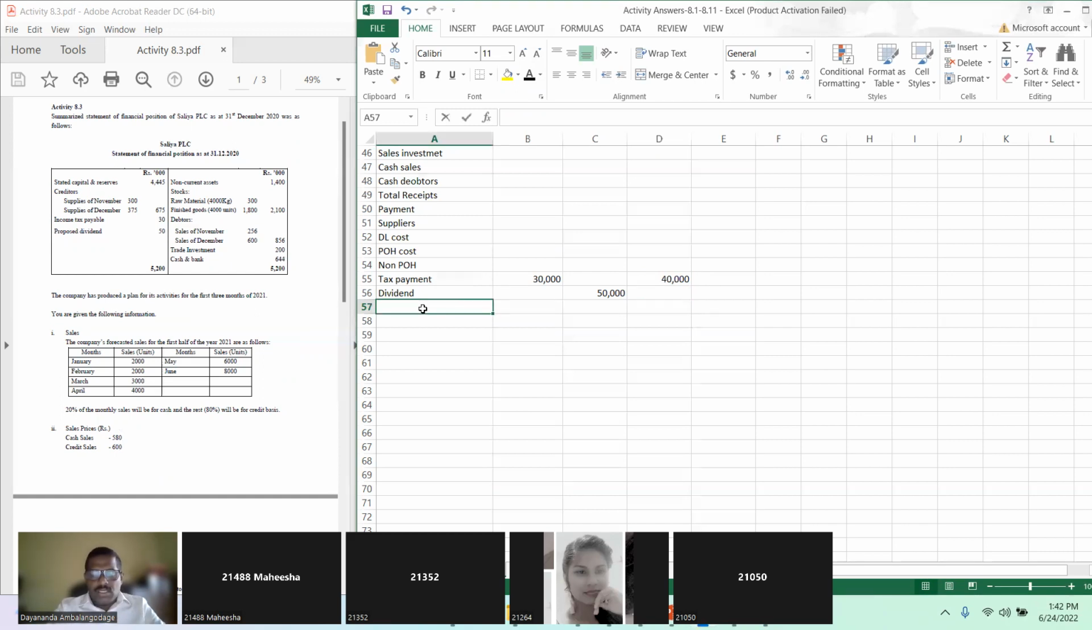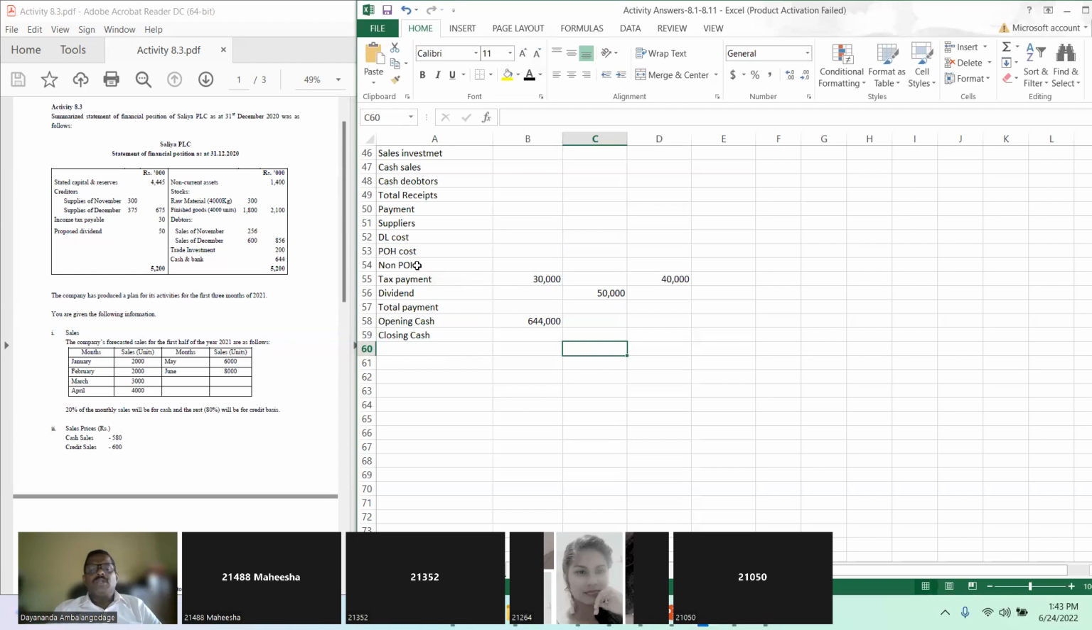Then we can take the total payment. Once you take total payment, you can add the opening cash. Then you can get the closing cash. Whatever name you use, opening balance, closing balance. I think you can remember opening cash balance is 6,400.